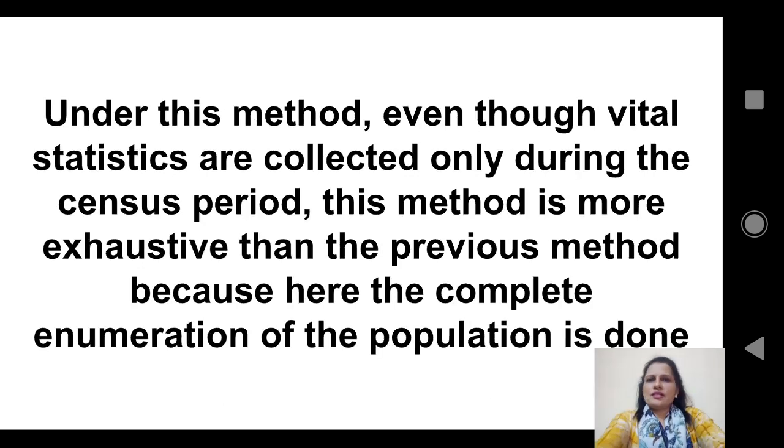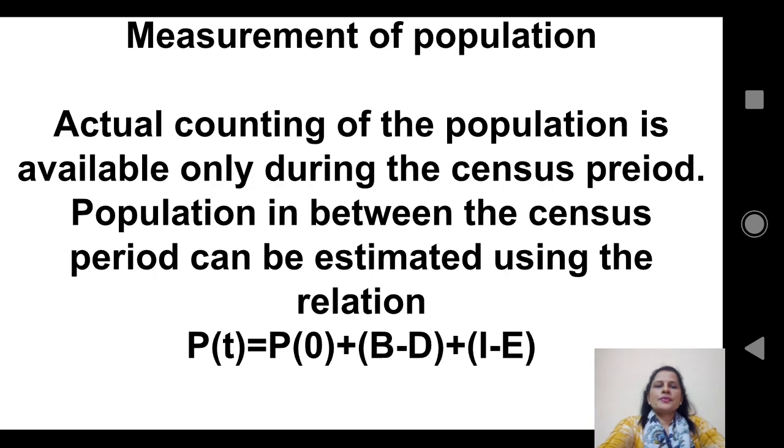Under this method, even though vital statistics are collected only during the census period, this method is more exhaustive than the previous method because in census method, complete enumeration of the population is done. That means we are getting actual count about the vital events.